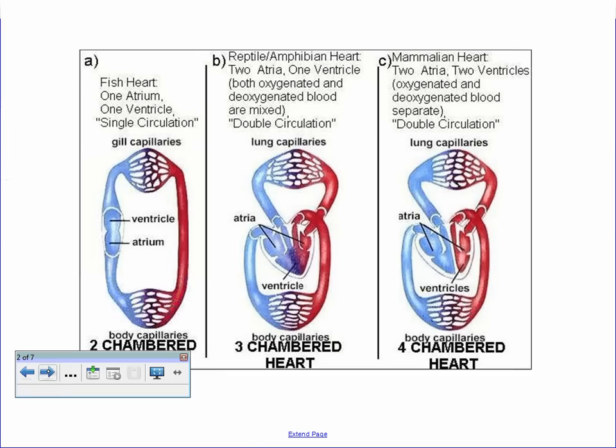The next image is showing a comparison of closed circulatory systems of chordates. The first one is of fish, and in fish you have two chambers. You have one atrium and one ventricle. Atriums, remember, are receiving locations, and ventricles are pumping ones. So on the left-hand side we have the deoxygenated blood, and the right-hand side we have oxygenated blood. And you can see that the pump pushes the blood upward in this image to a capillary bed for the gills, and gills are going to exchange gases for us, so oxygen, CO2.